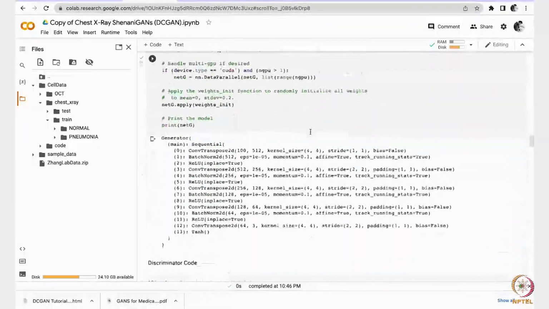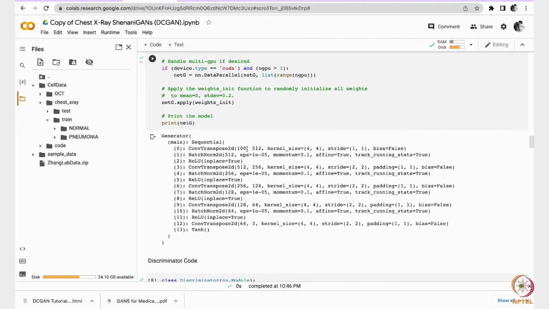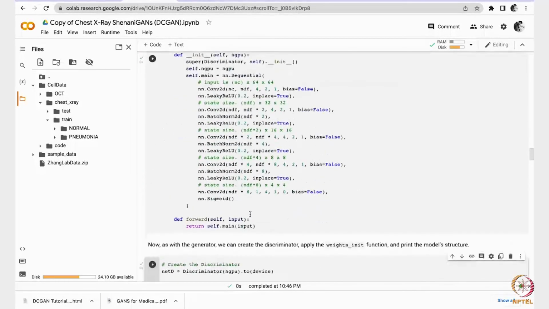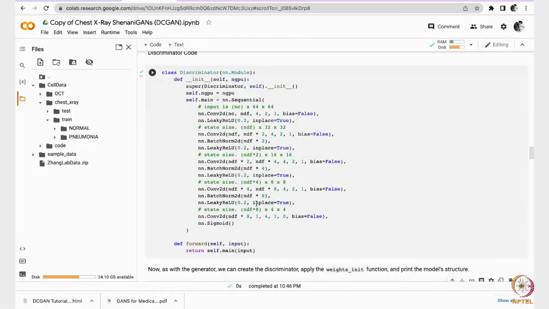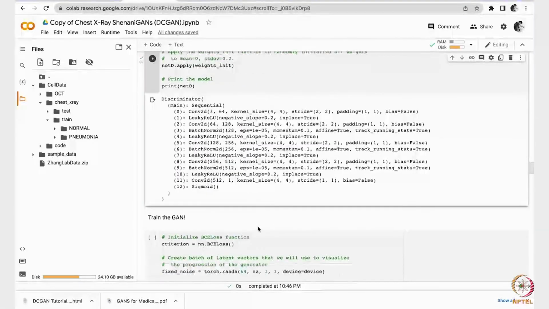Observe here, the generator is taking a 100-dimensional input vector and outputting a 3-channel image. Whereas the discriminator is taking the input as number of channels cross 64 cross 64. Here we have given 3 channels only, 64 by 64, and it is giving the output as a probability score. See here, input as a 3-channel image and outputting a sigmoid. Sigmoid output is nothing but 0 to 1. So we are considering them as probability scores.